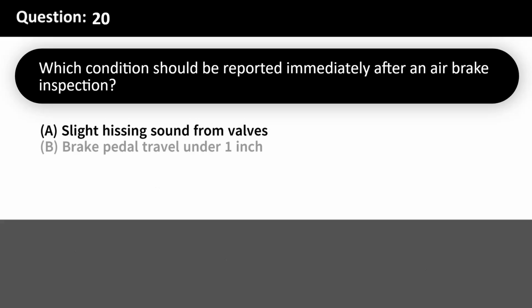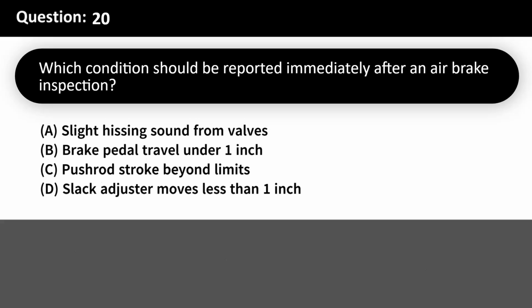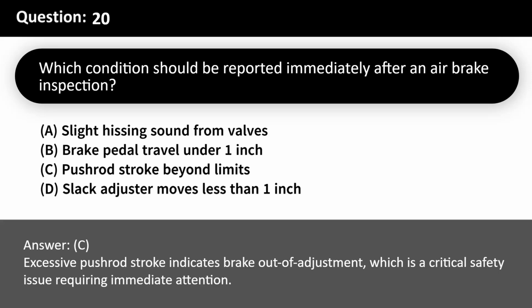Which condition should be reported immediately after an air brake inspection? A. Slight hissing sound from valves. B. Brake pedal travel under 1 inch. C. Pushrod stroke beyond limits. D. Slack adjuster moves less than 1 inch. Answer: C. Excessive pushrod stroke indicates brake out of adjustment, which is a critical safety issue requiring immediate attention.